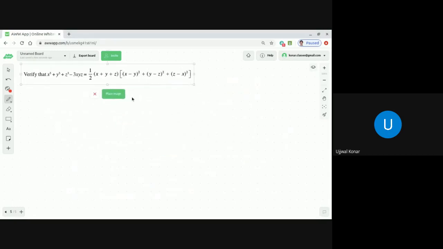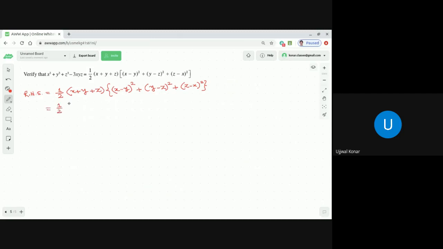So we need to verify this thing according to the question, right? So what we'll do, we'll take the right hand side. See the way to do it. We'll take the right hand side and let's see what we are going to achieve. 1 by 2 into x plus y plus z, and then it is x minus y whole square plus y minus z whole square plus z minus x whole square. So this is equal to what?